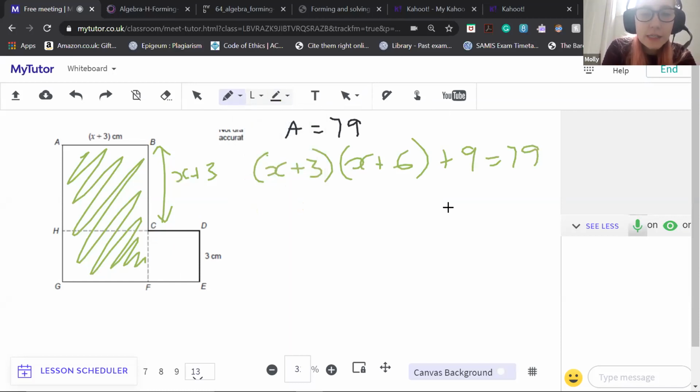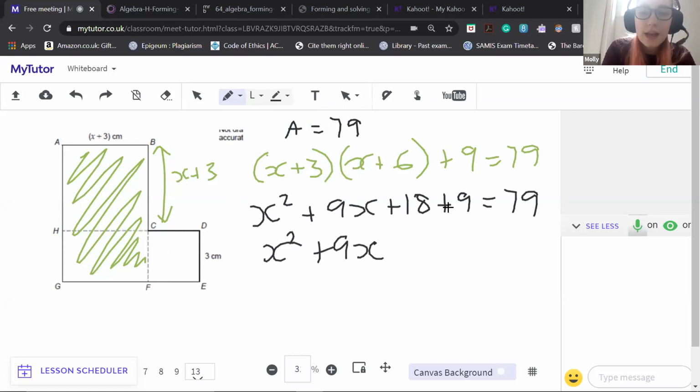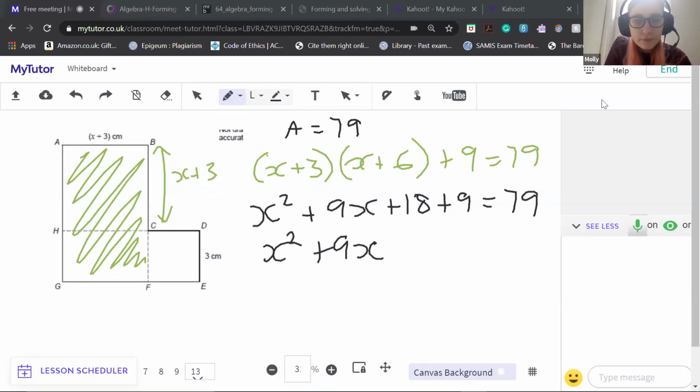So let's expand these brackets. x squared plus 9x plus 18 plus 9 equals 79. I got this 9x by doing plus 3x plus 6x. So it's x squared plus 9x, and then let's move everything to the left. So this is plus 18 plus 9 minus 79. Oh my gosh, I do not want to mess this up, so I am going to use a calculator. I definitely should be able to do it in my head, but you know what? I'm not ashamed to say that I am poor at mental maths. Minus 52.